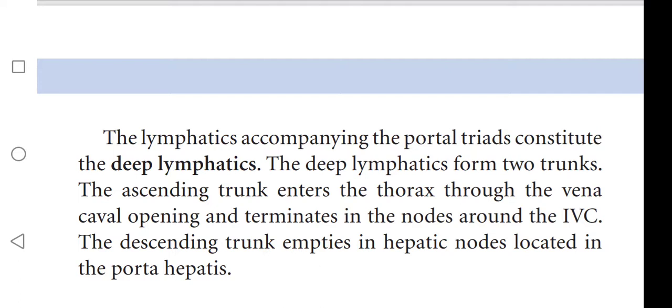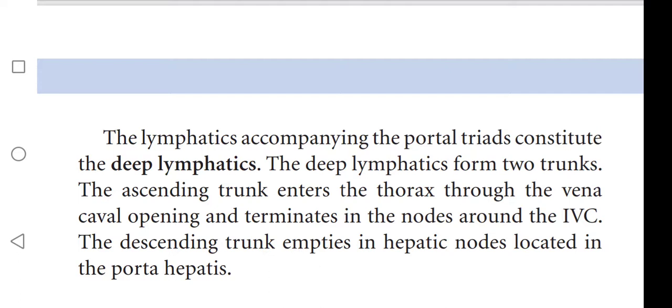First, about the ascending trunk. The ascending trunk of deep lymphatics enters the thorax through the vena cava opening and terminates in the nodes around the inferior vena cava. Next, the descending trunk.